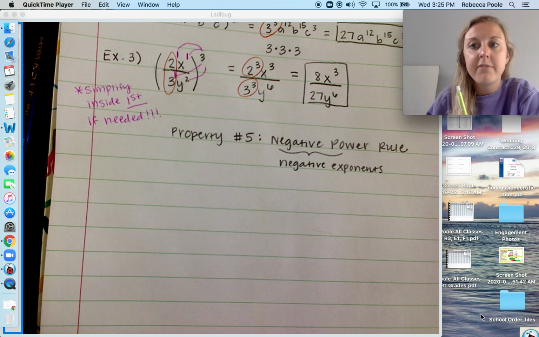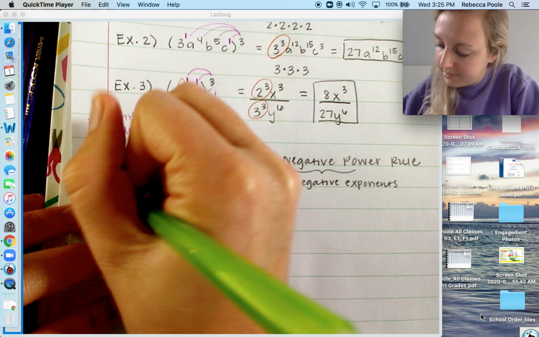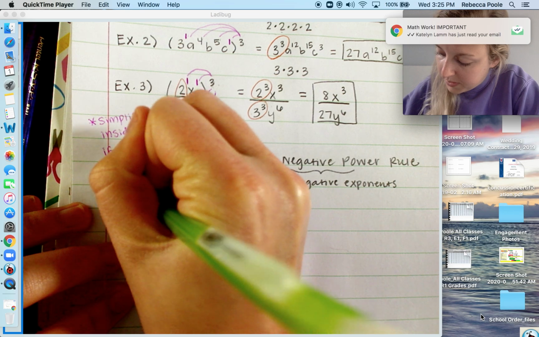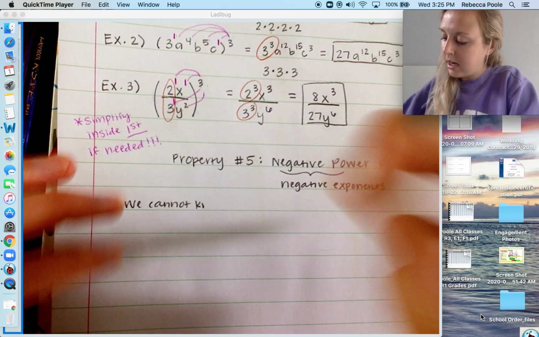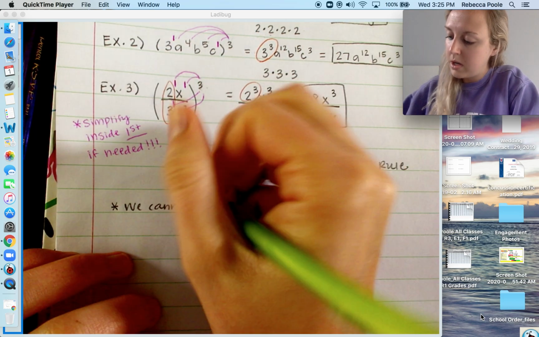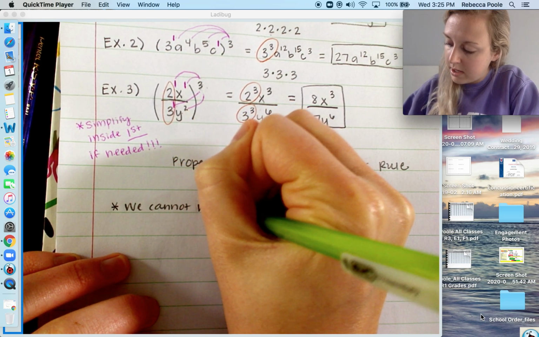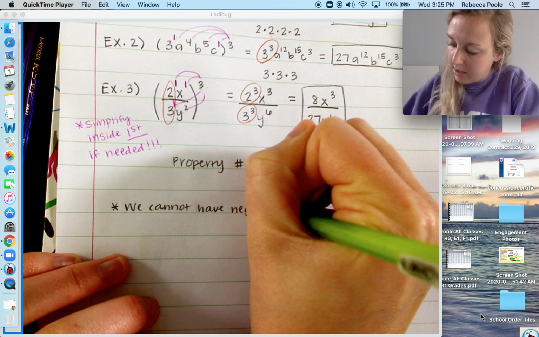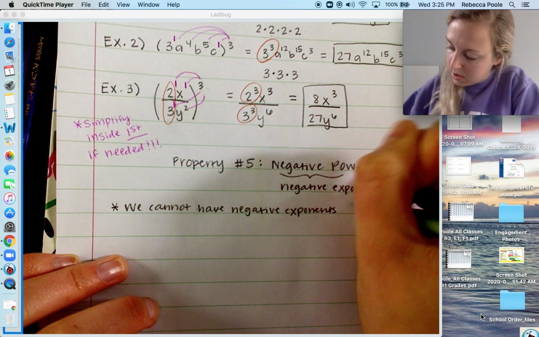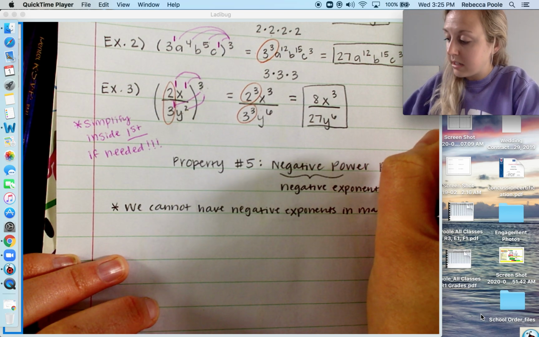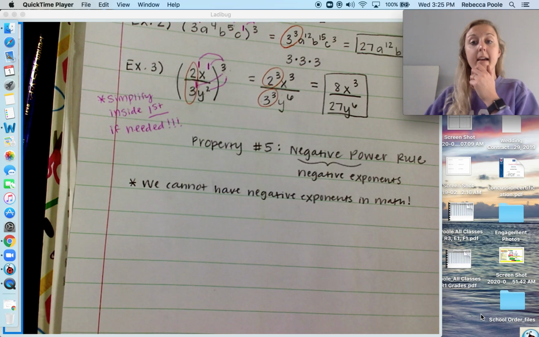In math, have you ever seen a negative exponent? I'm hoping you say no, and here's why. We cannot, I was going to say no, but we cannot have negative exponents in math. And I'm going to explain to you guys why, okay?